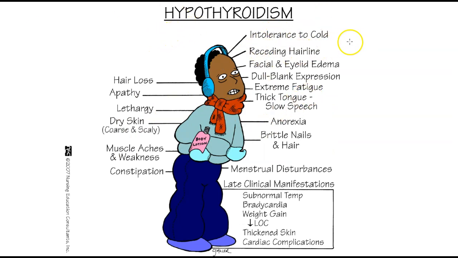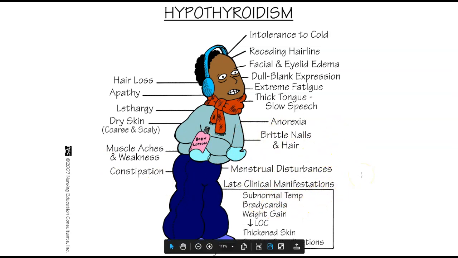There's cold intolerance, they're always cold. There's receding hairline, right? The thinning of the hair, facial and eyelid edema. Sometimes they have extreme fatigue. They're always tired. There's a slower speech, anorexia. Sometimes they can't eat. They have brittle nails and hair. So there's hair loss, dry skin, so their skin is coarse and scaly. Sometimes it causes muscle aches and weakness, constipation, changes in their menstrual cycle for females.